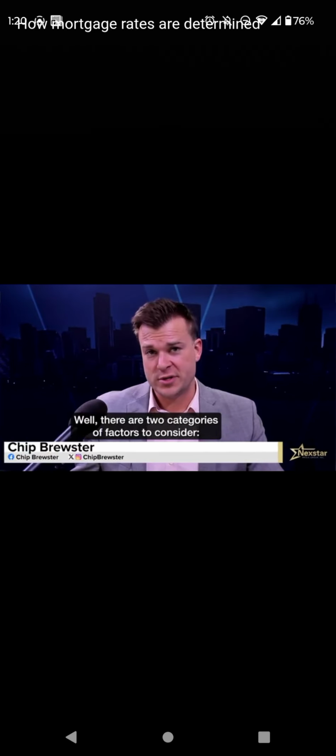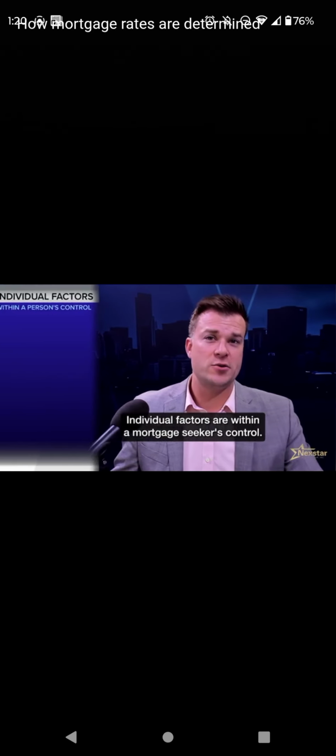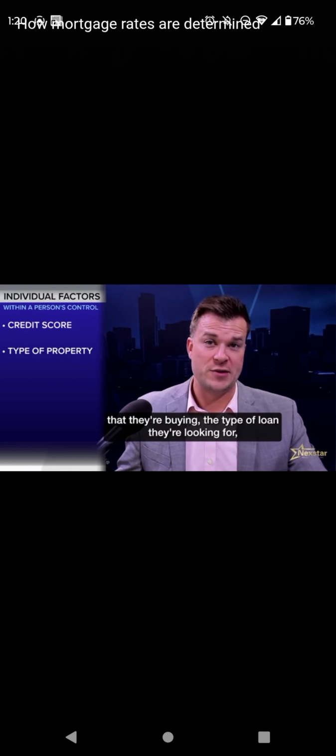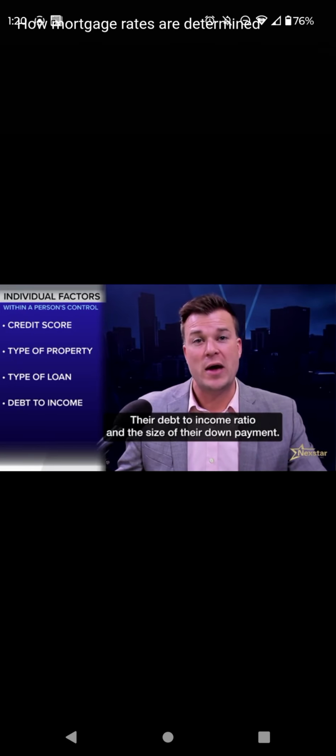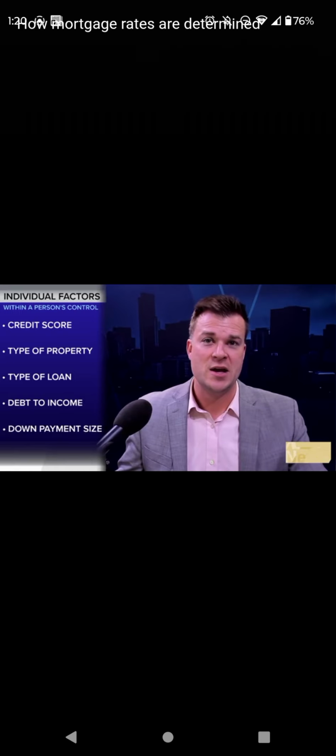Well, there are two categories of factors to consider: market and individual. Individual factors are within a mortgage seeker's control. These are things like a person's credit score, the type of property that they're buying, the type of loan they're looking for, their debt to income ratio, and the size of their down payment.